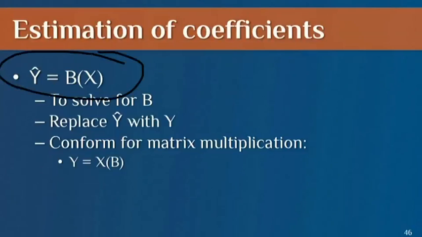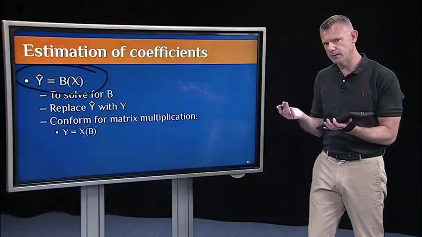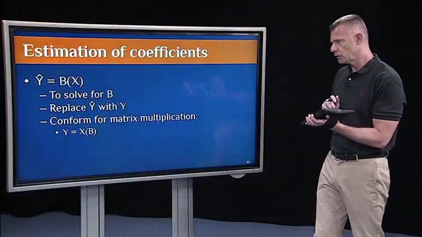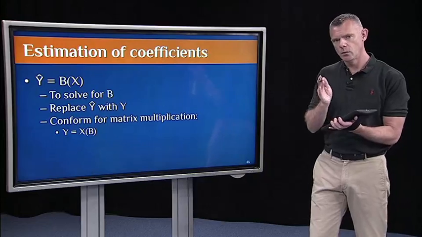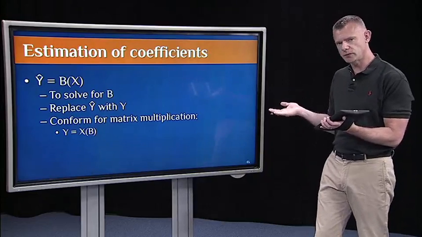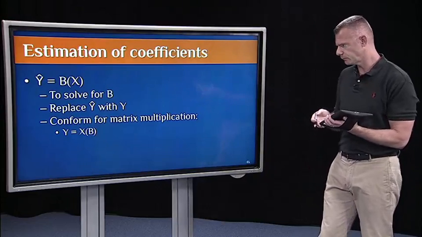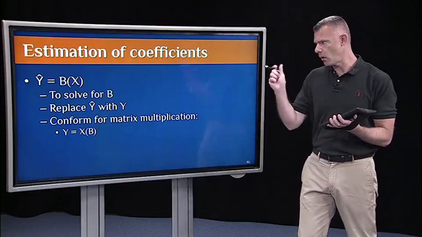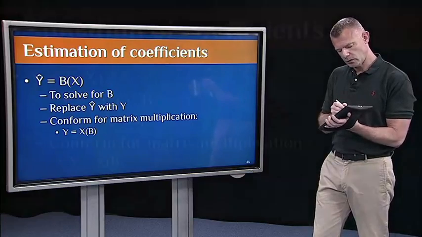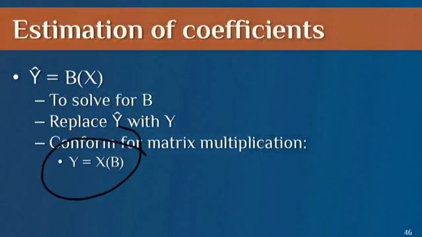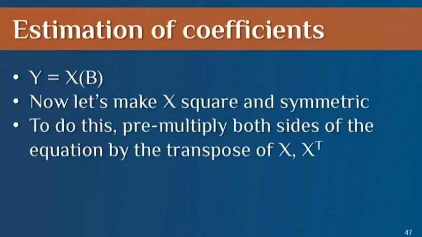What we want to do is solve for b. That's not that hard, we just have to apply some basic algebra, right? To solve for b, what I did first was replace the predicted scores with the observed scores, because we don't know the predicted scores. And then I'm going to conform x and b to make them conformable for matrix multiplication. So what I wind up with is this formula, y equals x times b. I still need to solve for b.